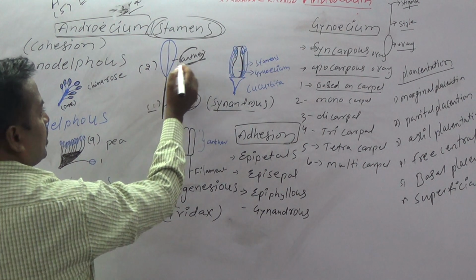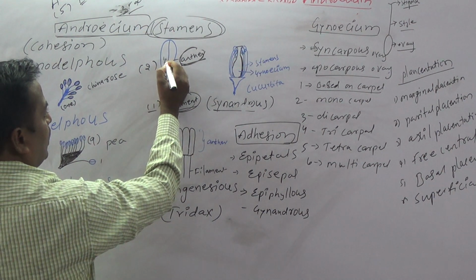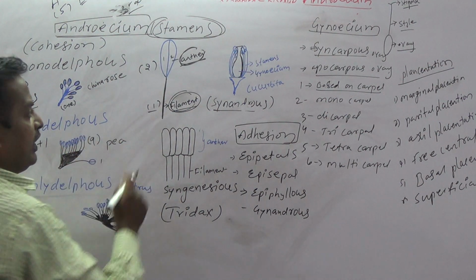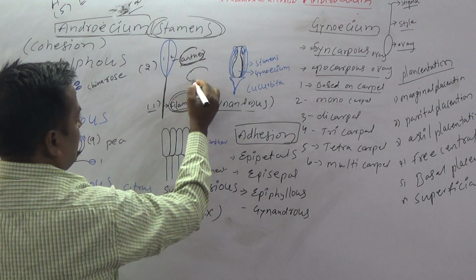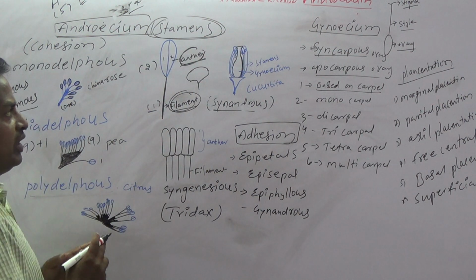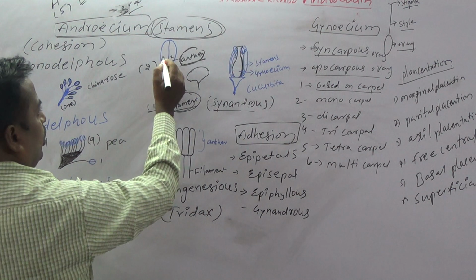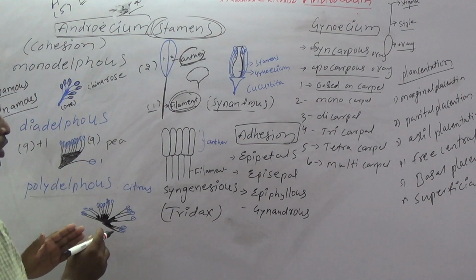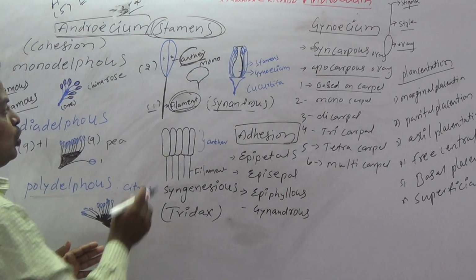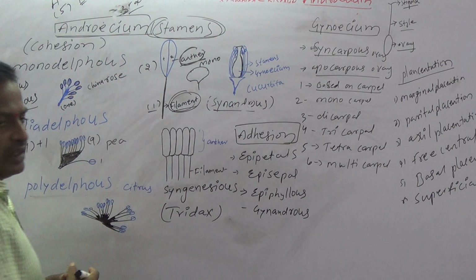So how many lobes are present in an anther? 2 lobes, 1 and 2. It is a diathecous anther, like datura. If it has only one lobe, it is called a monothecous anther, like China rose. It is also very important. So the anther is made of lobes. If it has one lobe, monothecous anther. If it is made of 2 lobes, it is called a diathecous anther.